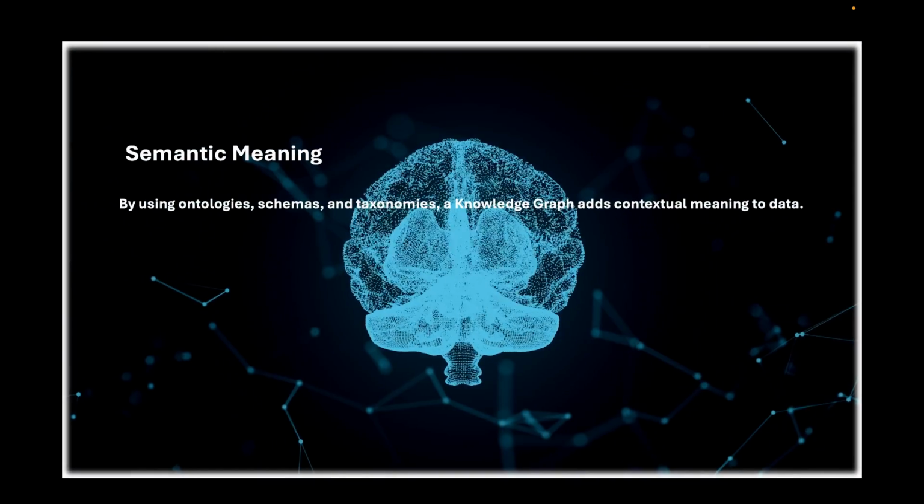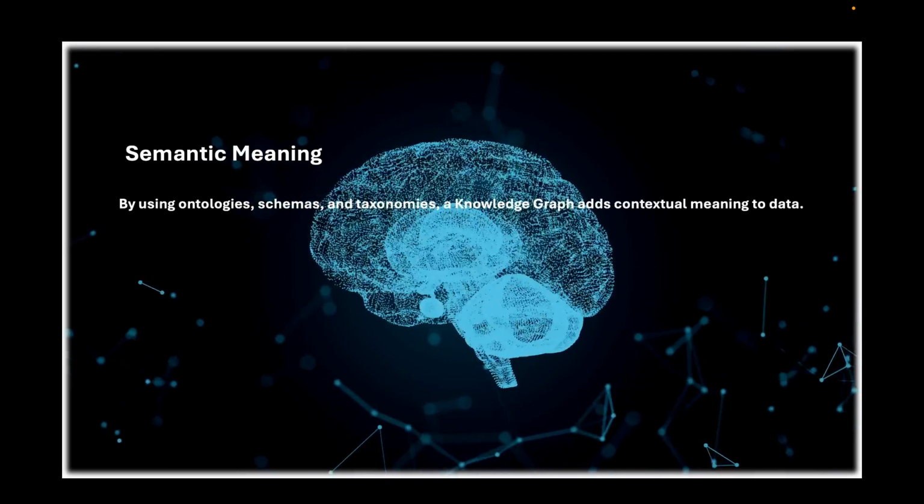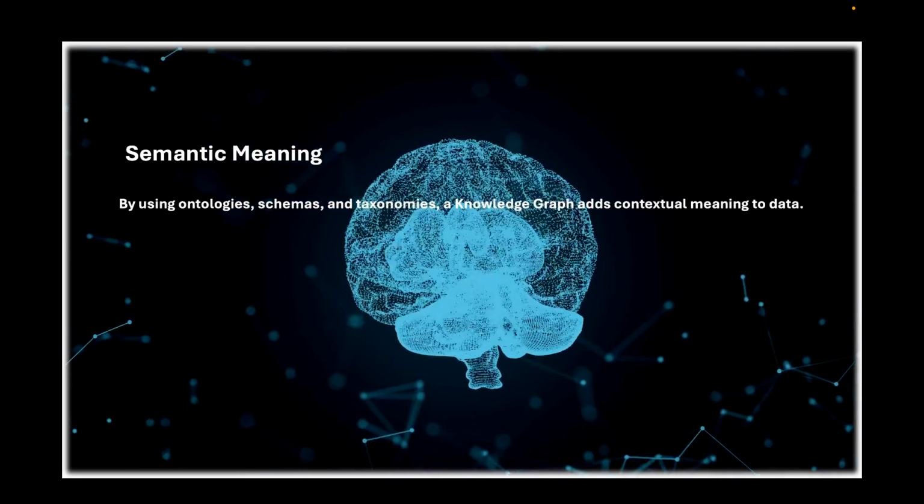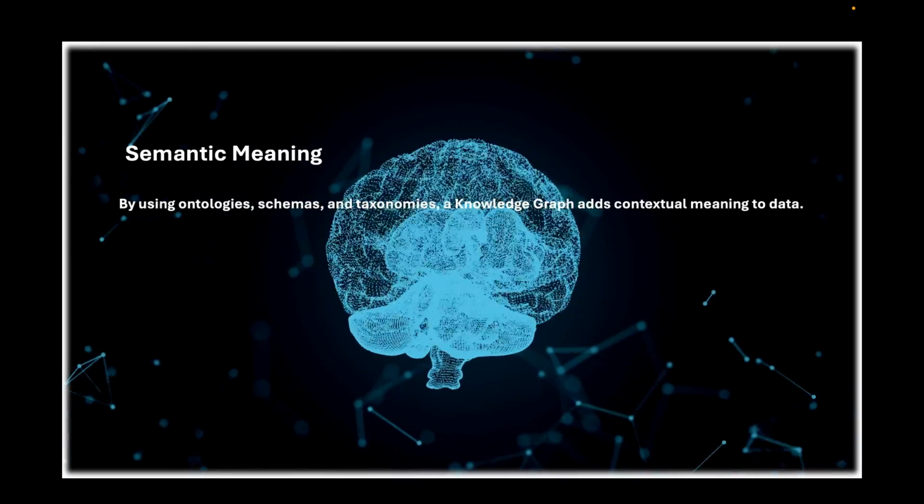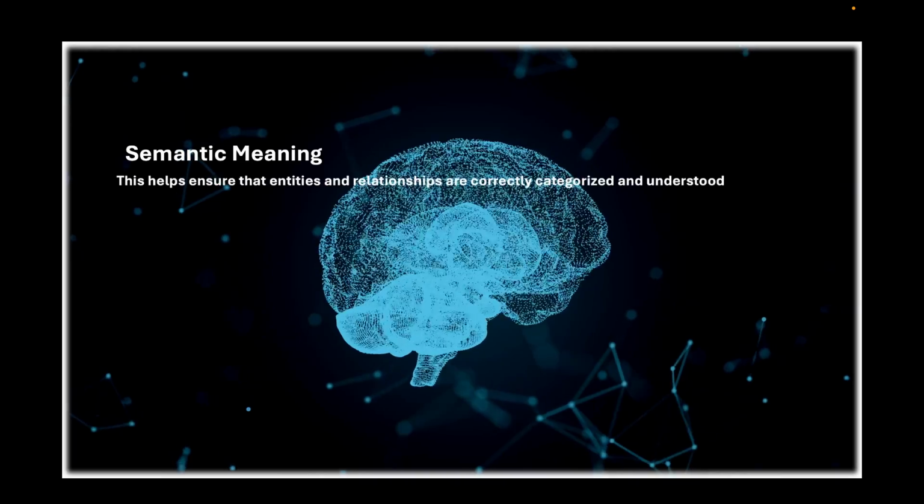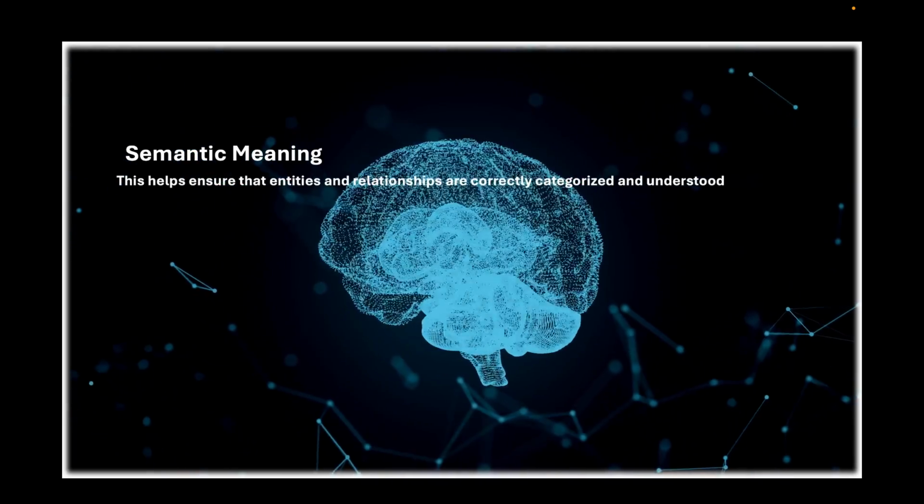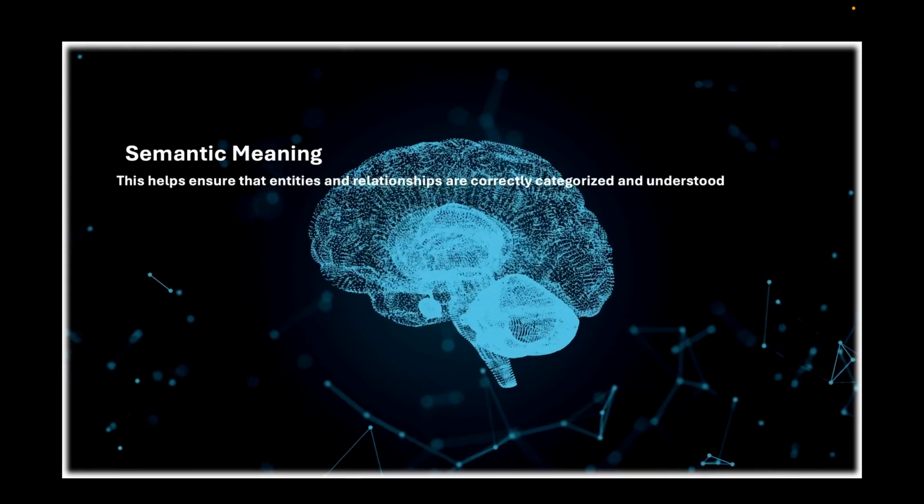Another feature which a knowledge graph provides is semantic meaning. By using ontologies, schemas, and taxonomies, a knowledge graph adds contextual meaning to the data, which helps to ensure that the entities and relationships are correctly categorized and understood.